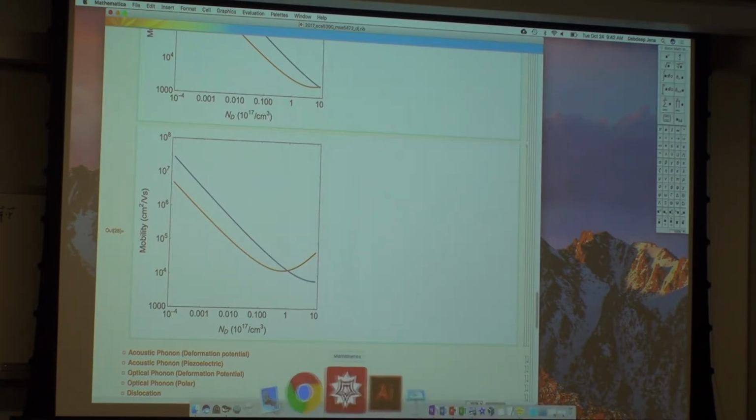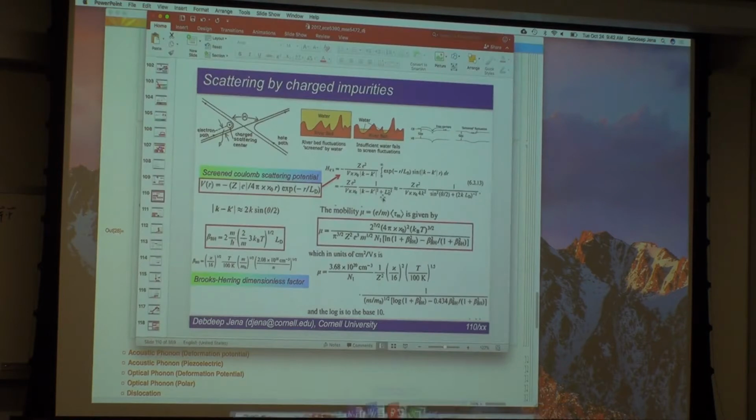Okay, so all right, just to kind of remind again, the nature of the two scattering mechanisms are different, point scatterer versus ionized impurity scatterers. This is an important point here.